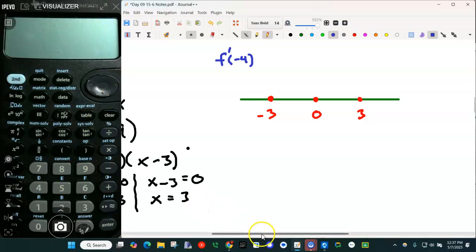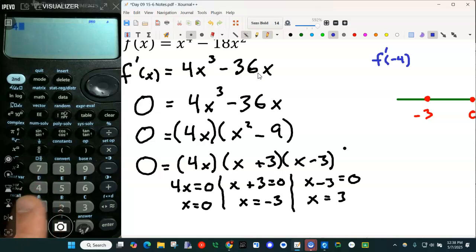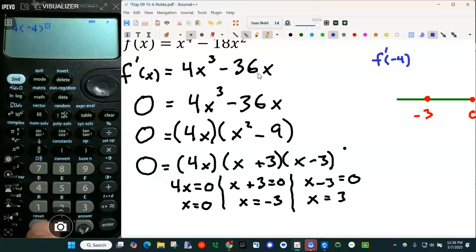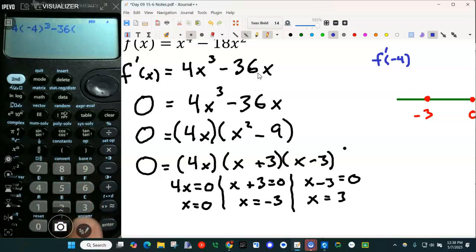Or if the function is simple enough, you might just be able to substitute right in here. But it's a good idea at this point to use our calculator. So I'd say 4 times negative 4 to the 3rd power minus 36 times negative 4. Type it in that way, hit enter, and we get negative 112.